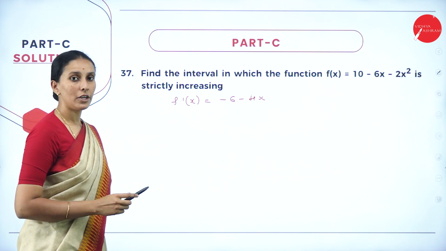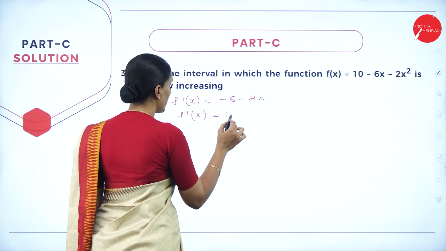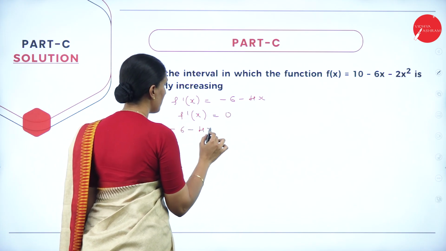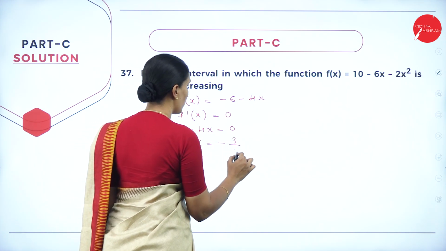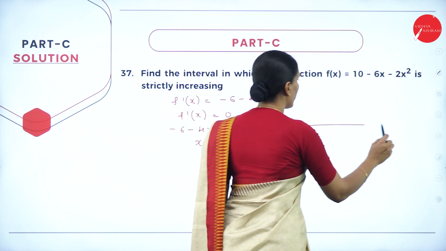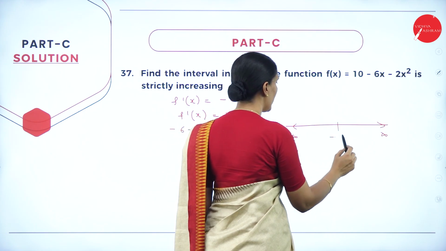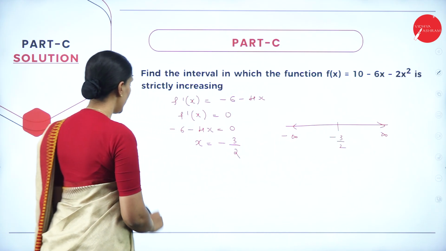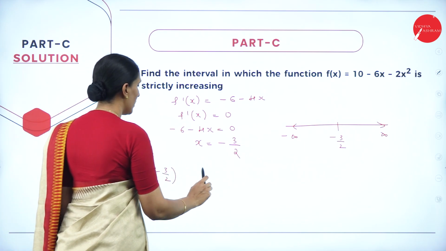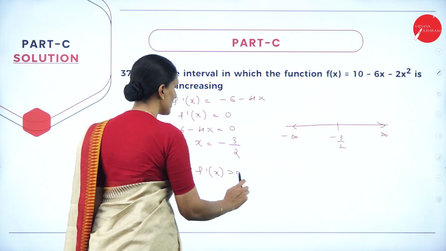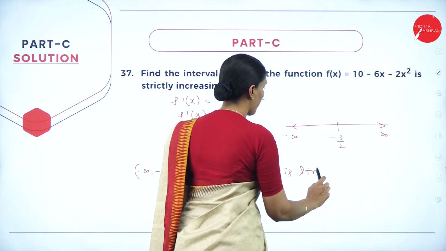To find the interval, we need to find the critical point of the function. So, we will put f dash of x is equal to 0. So, we get minus 6 minus 4x is equal to 0. We will get x is equal to minus 3 by 2. Now, in the entire set of real numbers, from minus infinity to plus infinity, we will divide the interval here. So, the interval minus infinity comma minus 3 by 2. Here, f dash of x is greater than 0. So, clearly in this interval, f is strictly increasing.